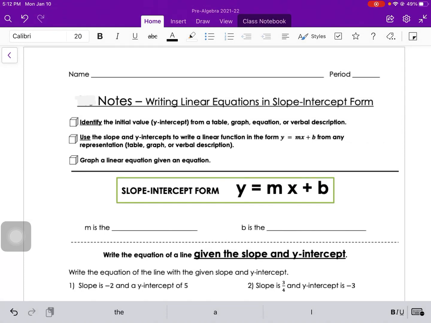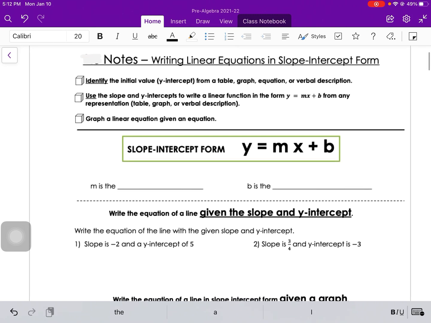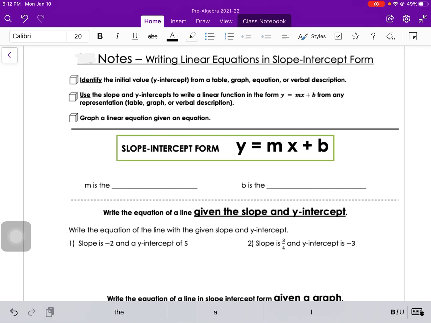Hi, pre-algebra friends. These are the notes for day 2 of 3.4 instruction, and we're going to focus on writing linear equations in slope-intercept form today, given a specific piece of information. This is a really, really important section, so please pay attention because it's got a lot of information, and you're going to want to go back and reference all of this when you're doing your practice later on this evening.